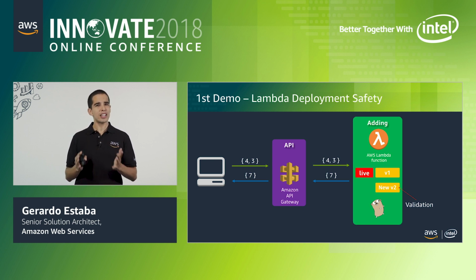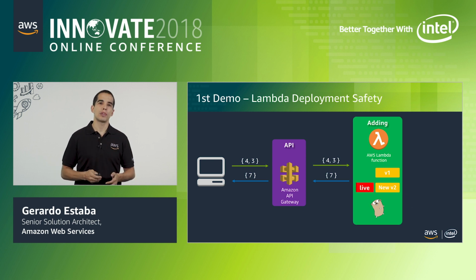But if the validation says, yes, this calculator is adding, then we can fully promote the second version of the code by moving the live alias to the new version.